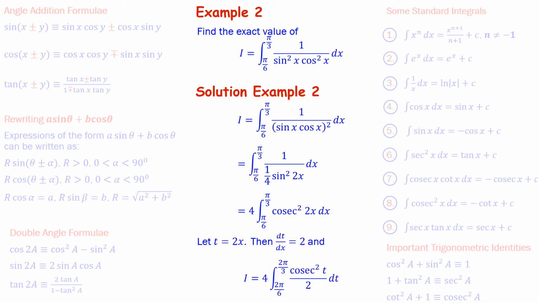So let's refine our integral. We're going to change the limits for x values to limits of t values. And of course, since t equals 2 times x, the limits are going to be multiplied by 2 as well. So pi by 3 goes to 2 pi by 3. And pi by 6 goes to 2 pi by 6. Cosec squared 2x is now cosec squared t. And dx is replaced by dt, and the fraction is divided by 2, as shown.